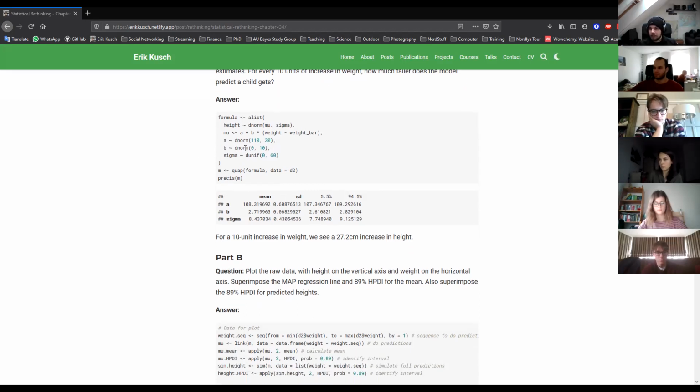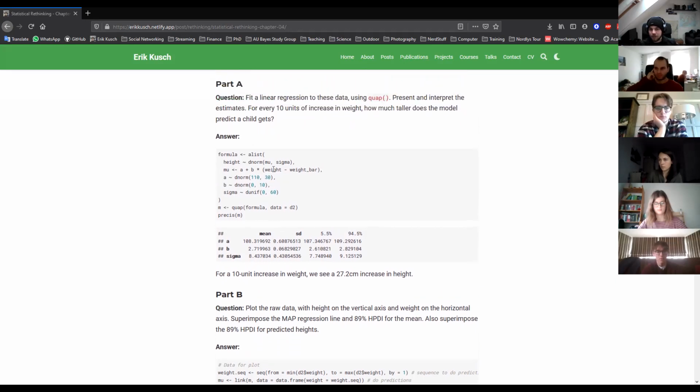So again, I just built my model here. Right here, I want to look at alpha as the base height if the child's weight is the mean child weight. So this is my alpha. I assume that the children on average will be 110 centimeters tall with a standard deviation of 30 around it. I put a normal distribution between 0 and 10 on my slope because I know they grow relatively fast, and they definitely grow instead of shrink. So that's why I went with a normal.